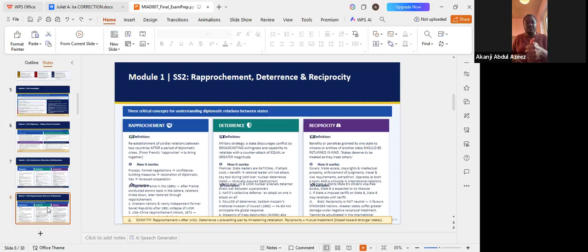The second concept is deterrence. When we talk about deterrence, we mean a strategy where a country or a state discourages attack by threatening a severe retaliation.